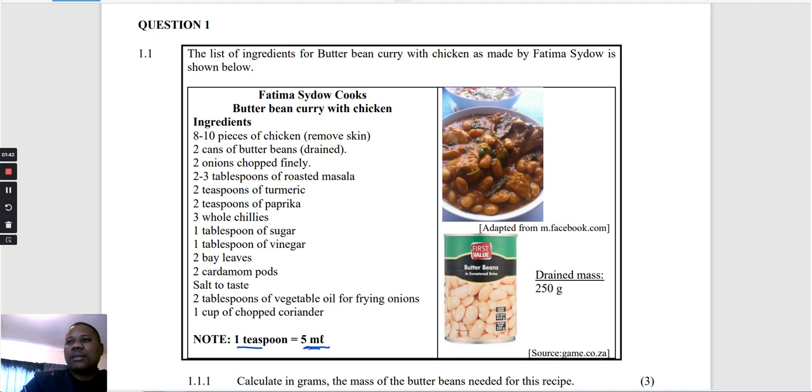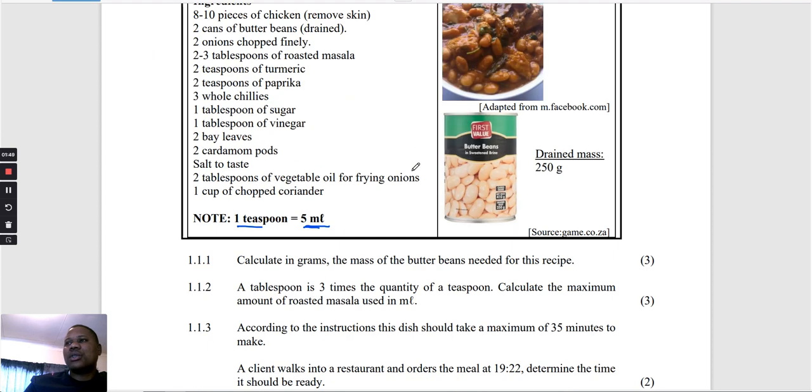So then we have the note down here that says 1 teaspoon is equal to 5 milliliters. That is 5 milliliters there. So we can see even the picture there. So now let's go to the question. So the first question reads as follows: calculate in grams the mass of butter beans needed for this recipe.